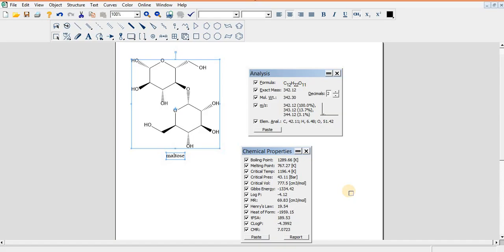So if you have any chemical compound, you can draw it here and get any related chemical information about this chemical analysis as well as its chemical properties.